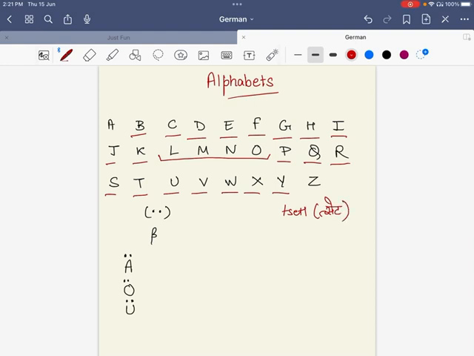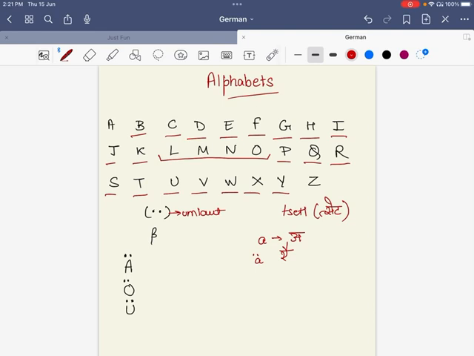Okay. Now in German, there is another symbol which comes into role, that is the umlaut. This symbol is known as umlaut. It changes the sound of an alphabet. So let's say, for example, if I have a simple A, then it will be pronounced as A. But if I have A and there is an umlaut above it, then it will be pronounced differently. Okay, I hope this is clear.